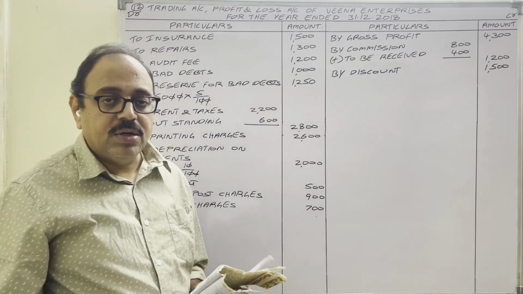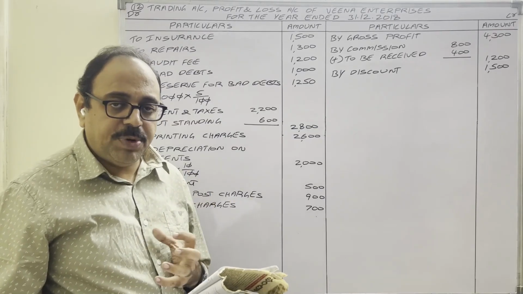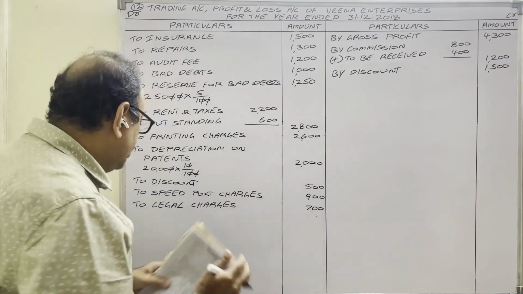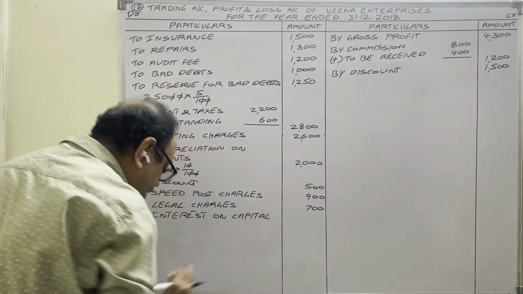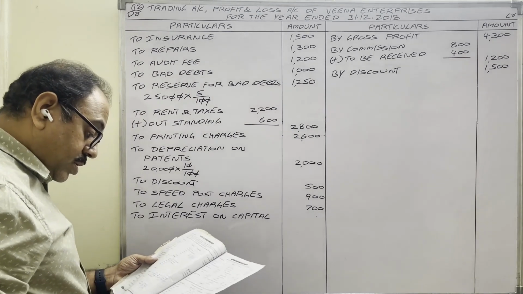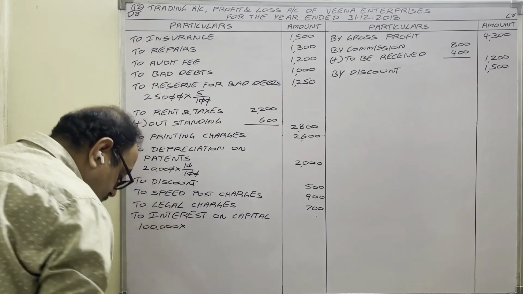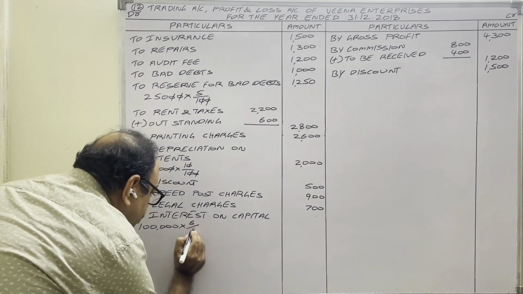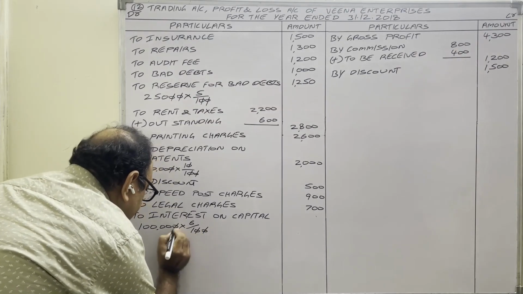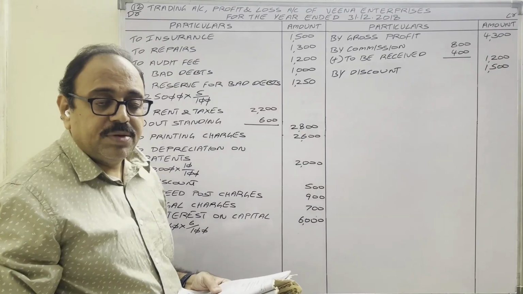Interest on capital, the firm should pay to the owner. To the firm, this is an expenditure, debit side. To interest on capital. On the capital amount we have to calculate. Capital amount is 1 lakh rupees. On that 6%, 6 by 100. 6,000. So everything is completed.